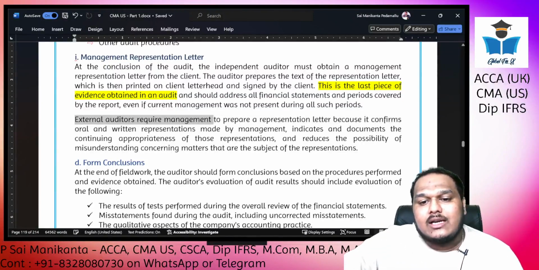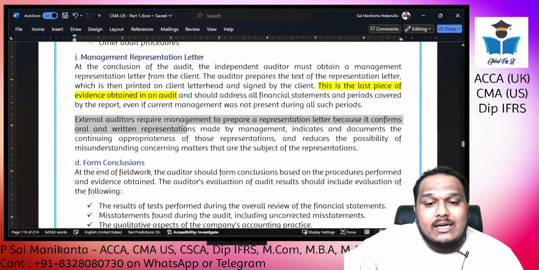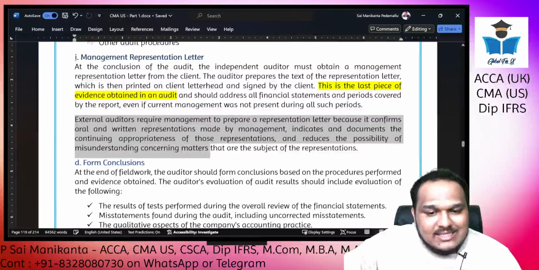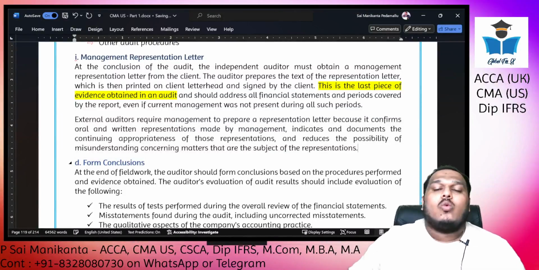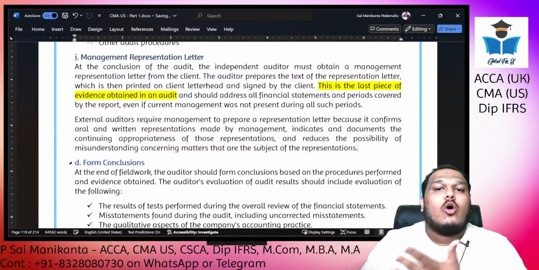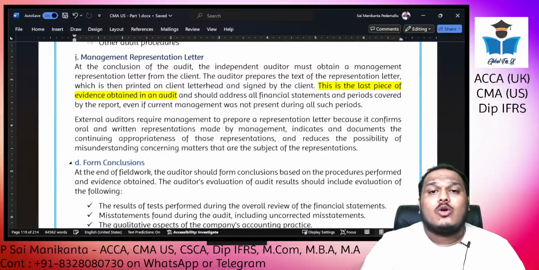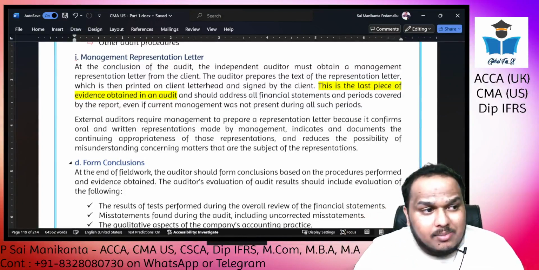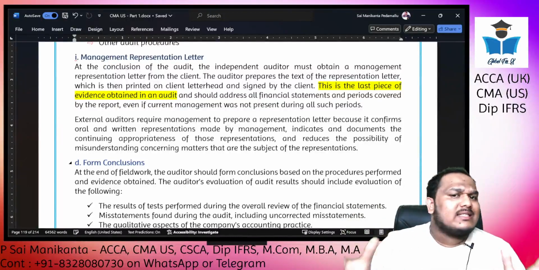The external auditors require management to prepare a representation letter because it confirms the oral and written representations made by the management, indicates and documents the continuing appropriateness of those representations, and reduces the possibility of misunderstanding concerning matters that are the subject of the representation. So in short, whatever the management has given you throughout the course of audit, they might have given you vouchers, invoices, payrolls, bank statements, fixed deposit certificates, asset invoices. They might have given you confirmation letters, email communications, so many things as evidence.